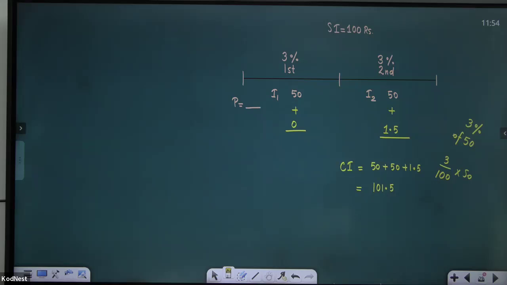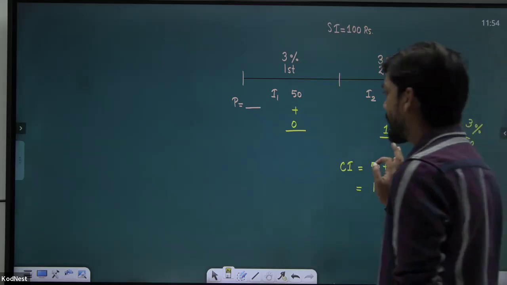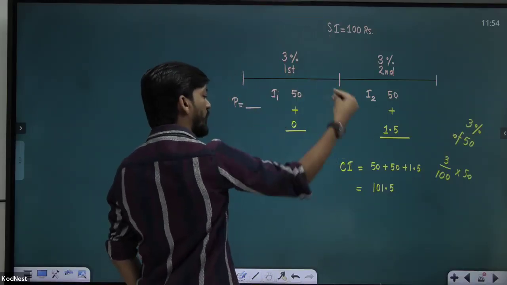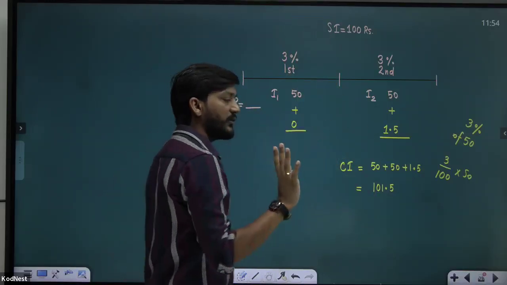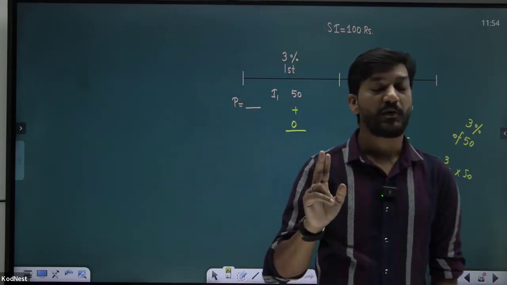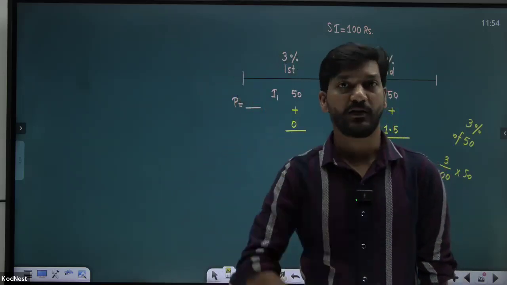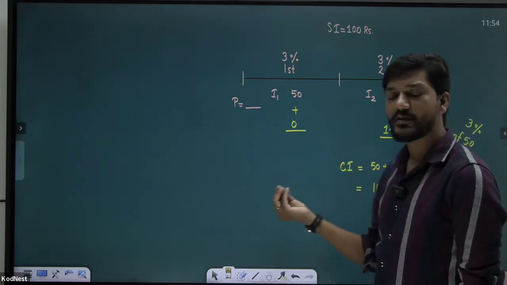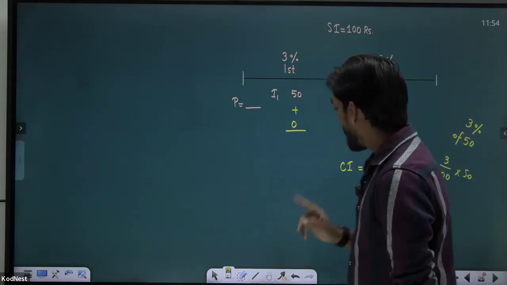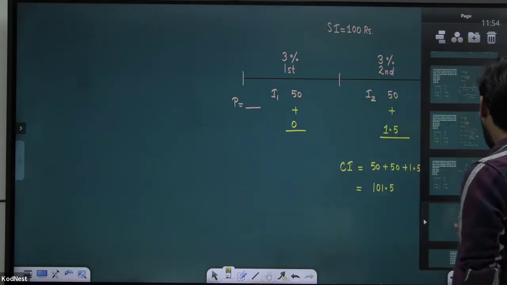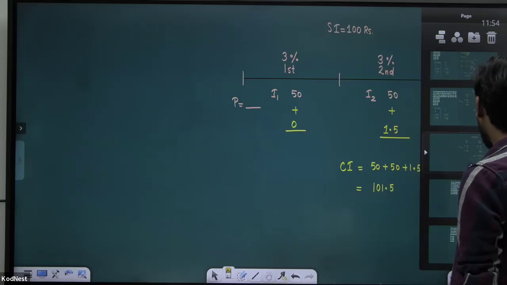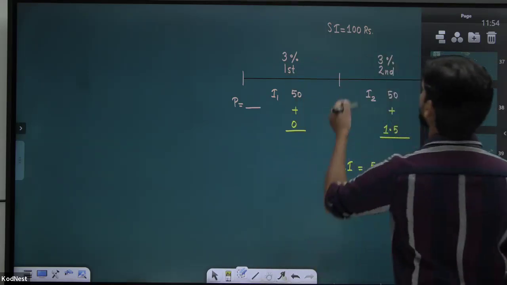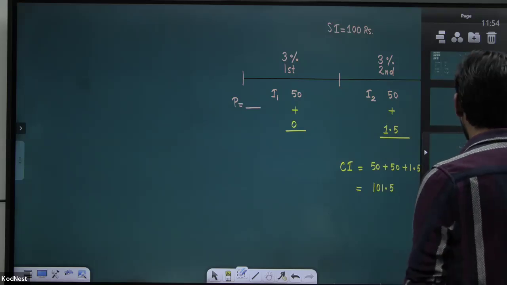Now carefully see. Going from simple interest to compound interest is very simple, but going just the opposite is difficult. Actually, I have done 50% of the next question. I will take one more question and then we'll start with the next two questions.